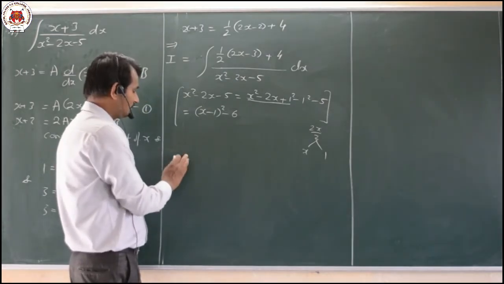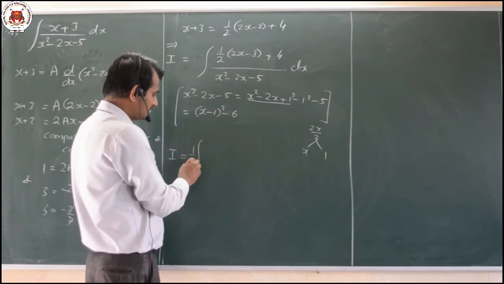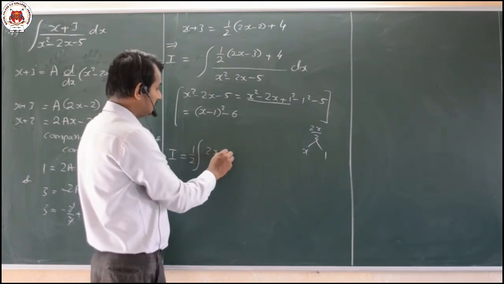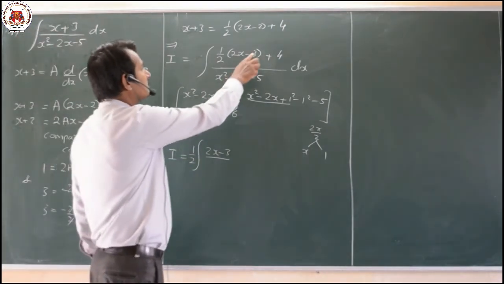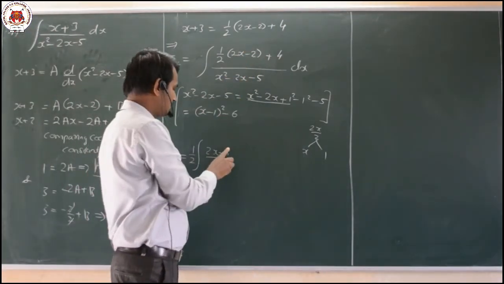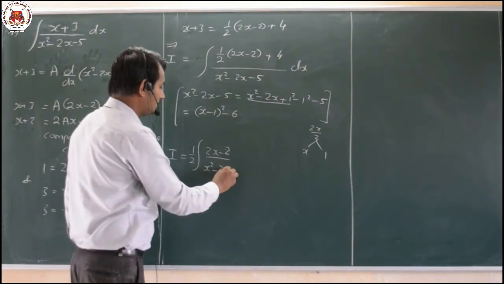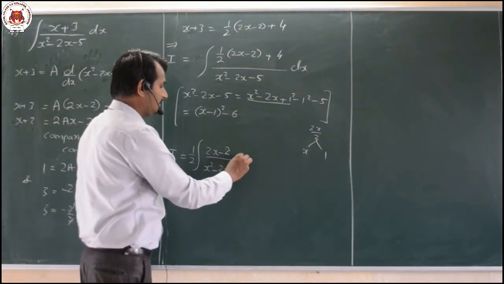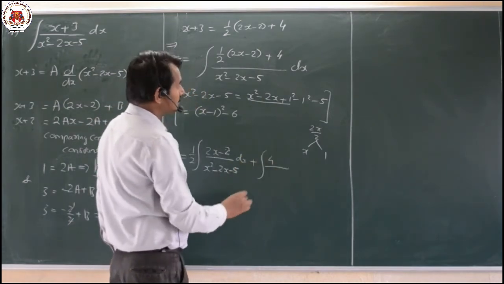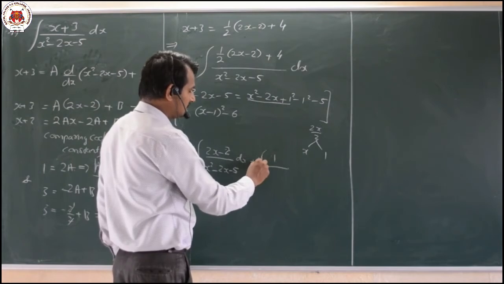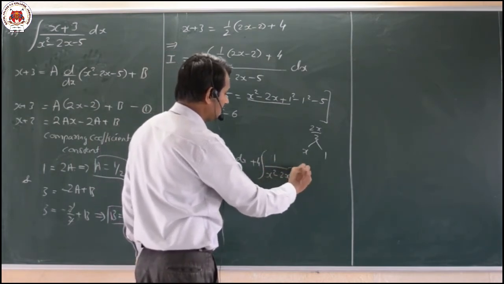So what we get here, I is equal to integration of, so here I can distribute it as 2x minus 3, that is 2x minus 2 it is, dear students, 2x minus 2, divided by x square minus 2x minus 5 into dx plus 4 into integration of 1 divided by x square minus 2x minus 5 into dx.